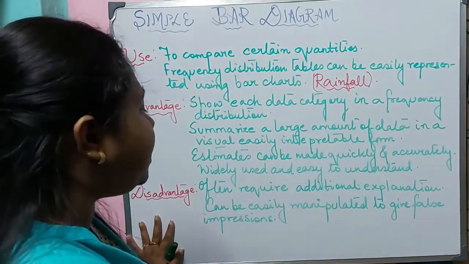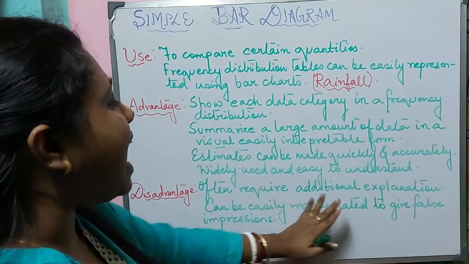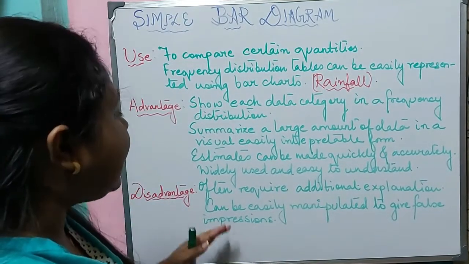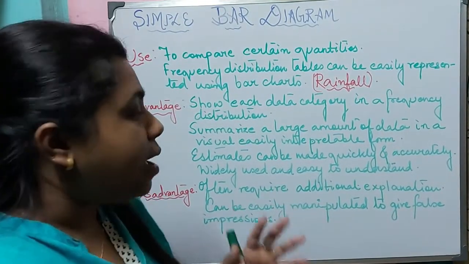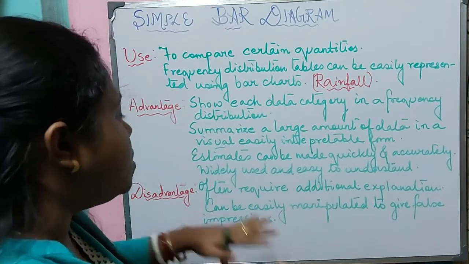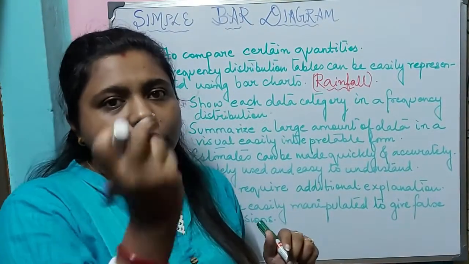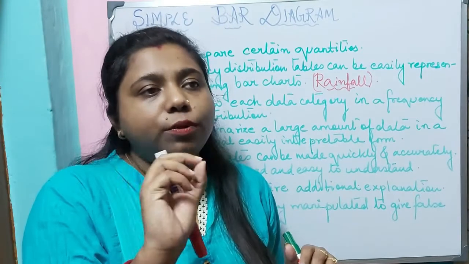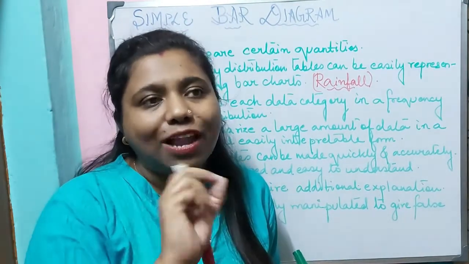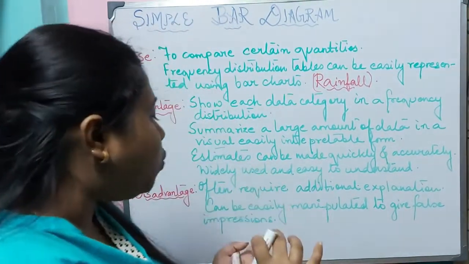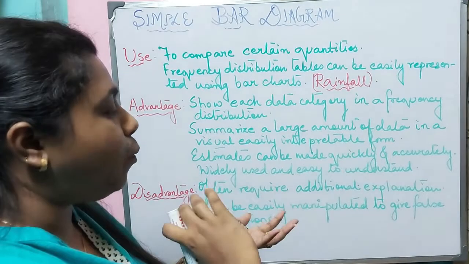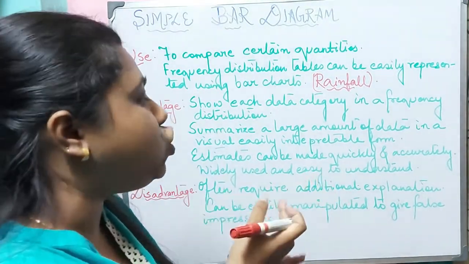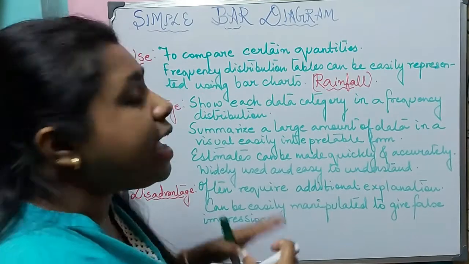What are the disadvantages? It often requires additional explanation and can be easily manipulated to give a false impression. So if a point is removed or if a value is changed, it can easily be manipulated. The whole diagram will change and it will give a false impression.